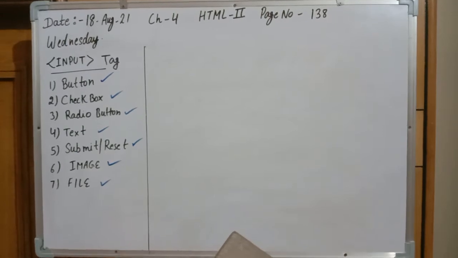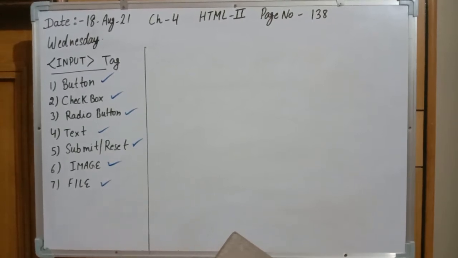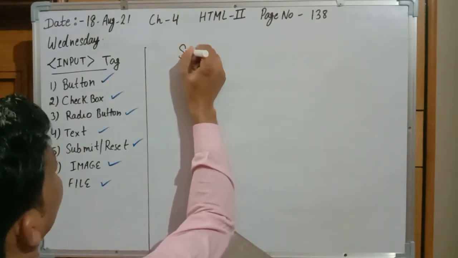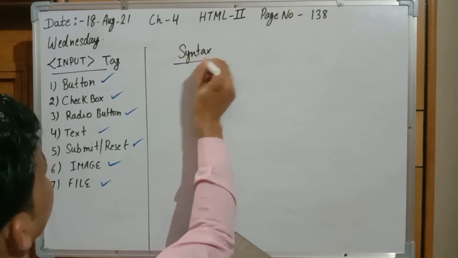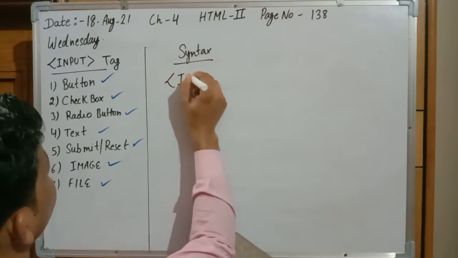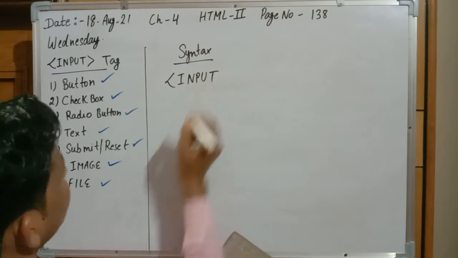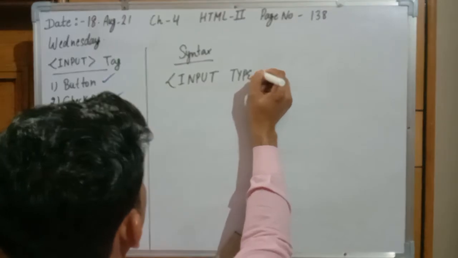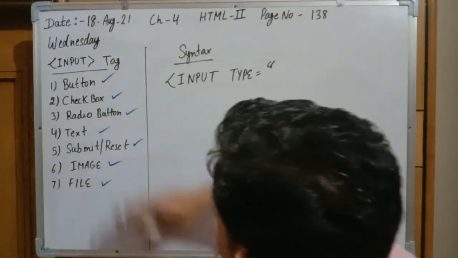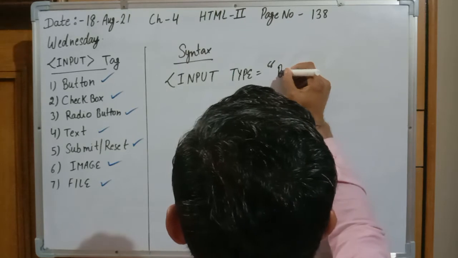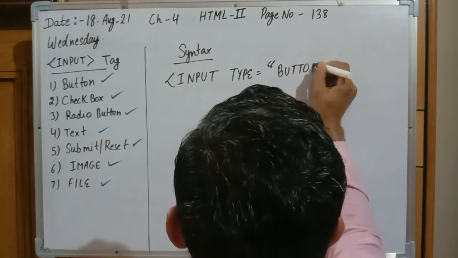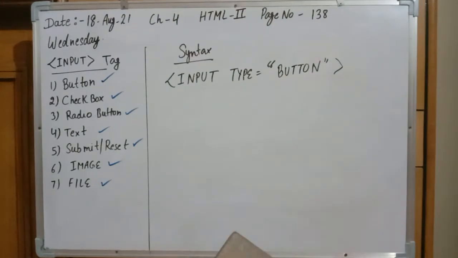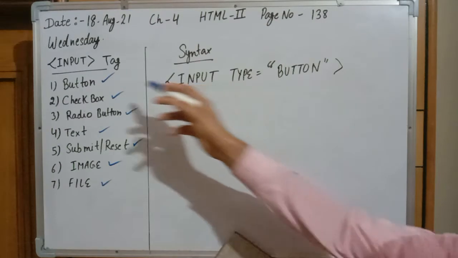Before going to discuss with an example, let me tell the syntax of input tag. What syntax is used in input tag? Like I want to use input tag, I write input, then I write type is equal to any one of these. Suppose I am writing here input type is equal to button. I want to input a button in a form. I write input type is equal to button, where input is a tag, type is an attribute, and button is the value.